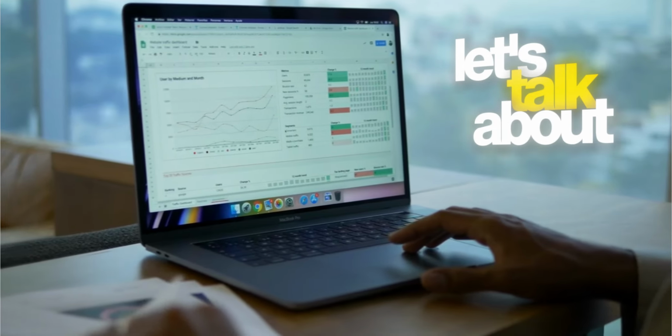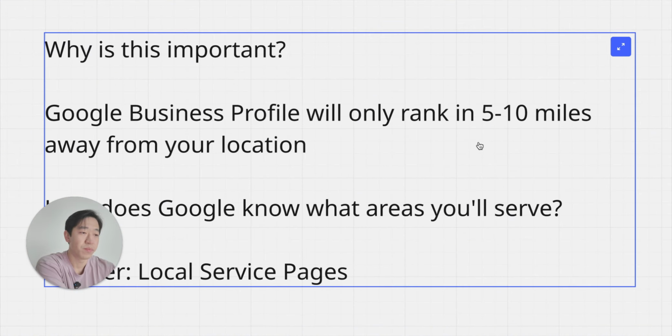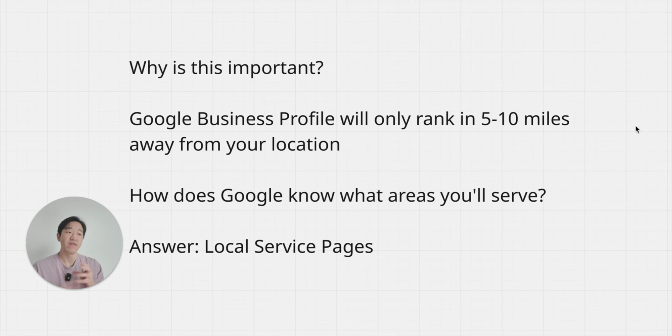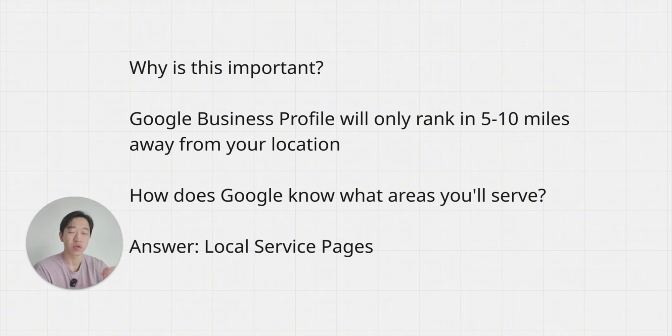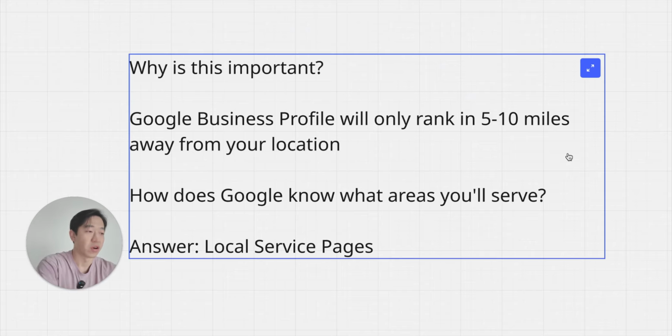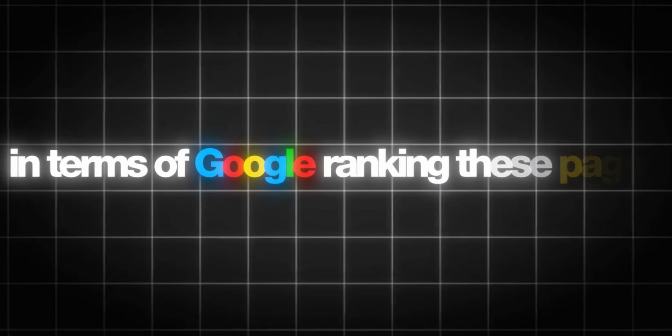So let's talk about why we actually need these pages on Google. #1 is the Google Business Profile will only rank within 5 to 10 miles away from the location that you have as an address on Google Business Profile. But then how does Google actually know what areas you serve? The answer is these local service pages that rank directly on Google for every single city and suburb around you. That way it sends signals back to Google, letting it know that, hey, we're a company that serves this area. So let's talk about the actual ranking factors that play a role in Google ranking these pages.